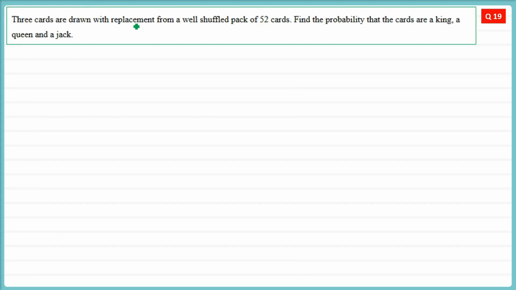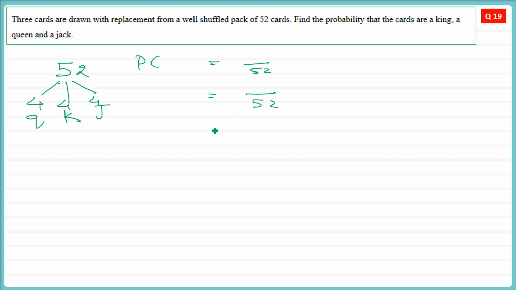3 cards are drawn with replacement from a well shuffled pack of 52 cards. Find the probability that the cards are a king, a queen and a jack. So there are 52 cards. There are 4 queens, 4 kings and 4 jacks. There are 4 suits, and in all these suits we have 1 each of Q, K and J respectively. So in all these we have 52 as the denominator. Why? Because 52 cards are there, and this is done with replacement. Always the total number of cases is 52.